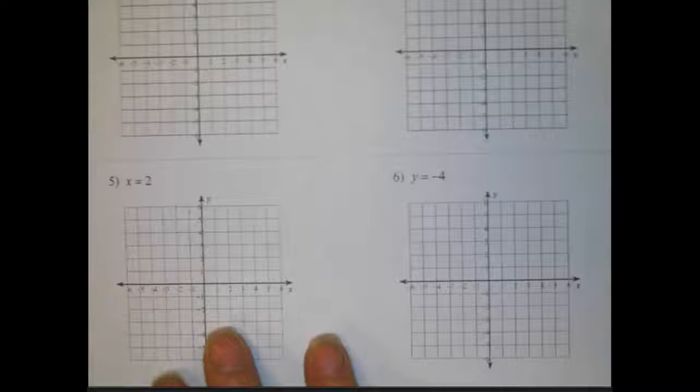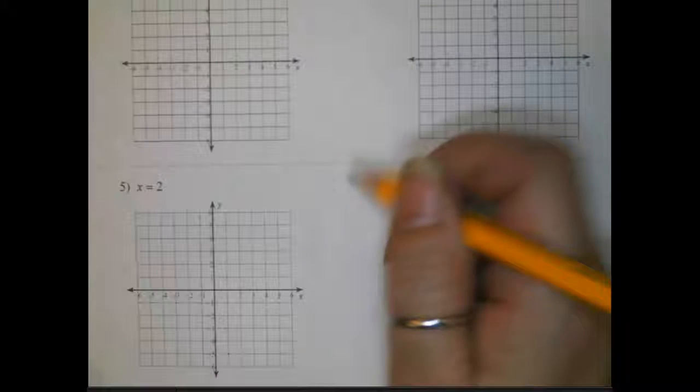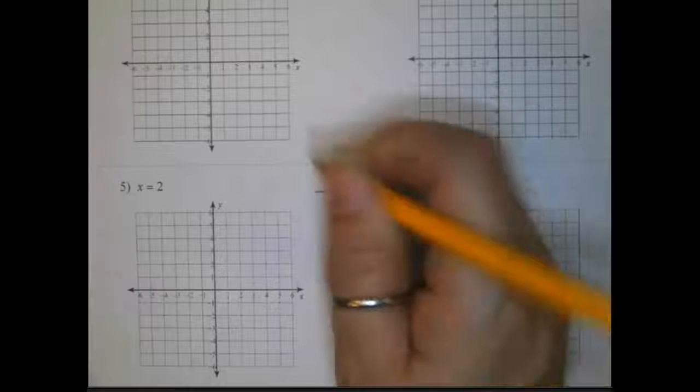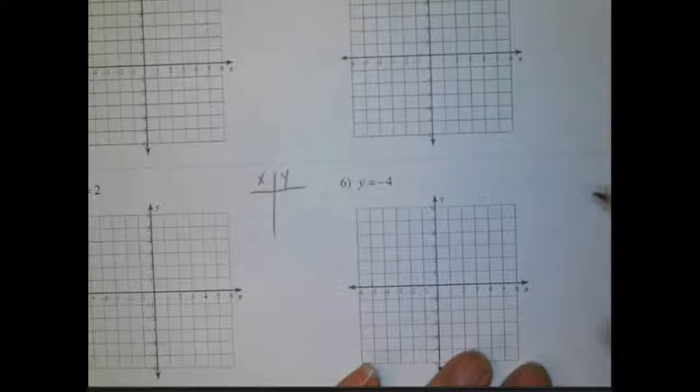If you're looking at 5 and 6, these are a little bit different. It says x equals 2, y equals 4. Okay, if you know what that means, it should be simple. If not, I want you to go ahead and do a T-chart, x and y, for both of them.